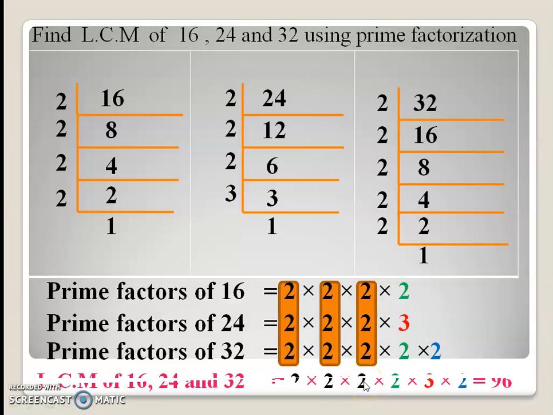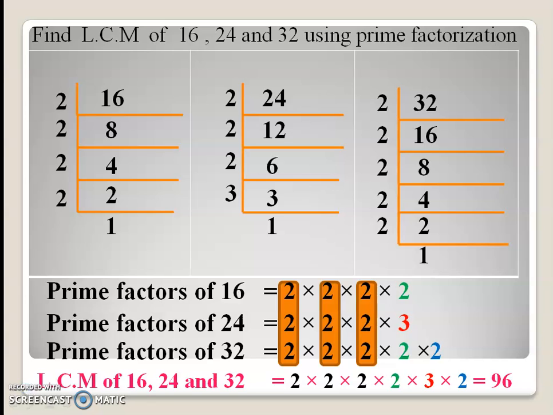So LCM of 16, 24 and 32. See, 2 times 2 times 2. These 3 2s we have taken from the common side. After that, in this green color 2, 2, 2, 3, 2 is written here. The common number is 2 and 2, so we have taken 2 only once. 3 is a different number, so we have written that 3 also. And the remaining 2 is coming from another number, that is 32, so we have taken that 2 as well.